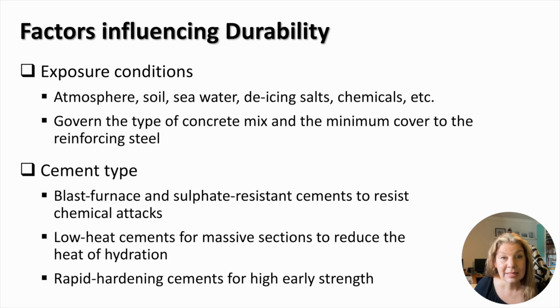The type of cement to be used in concrete structures will depend on the exposure conditions. For example, if the structure is going to be exposed to chemical attacks, blast furnace and sulfate-resistant cements will be used. Since the hydration reaction is exothermic, that is, it releases heat, low-heat cements are required for massive sections to prevent cracking of concrete due to thermal expansion. When construction time should be minimized, rapid hardening cements are used to produce concretes with high early strength.